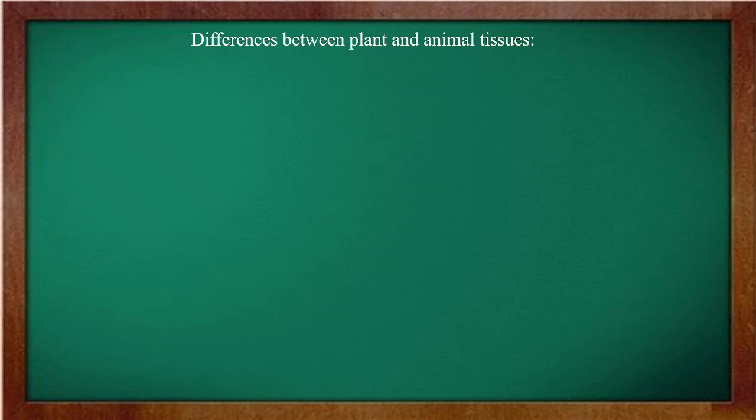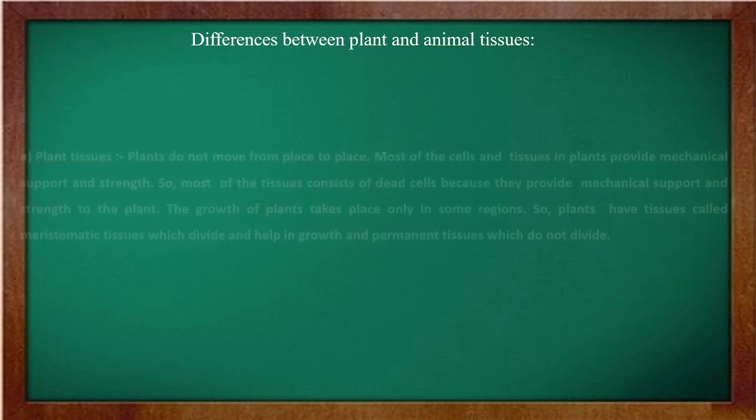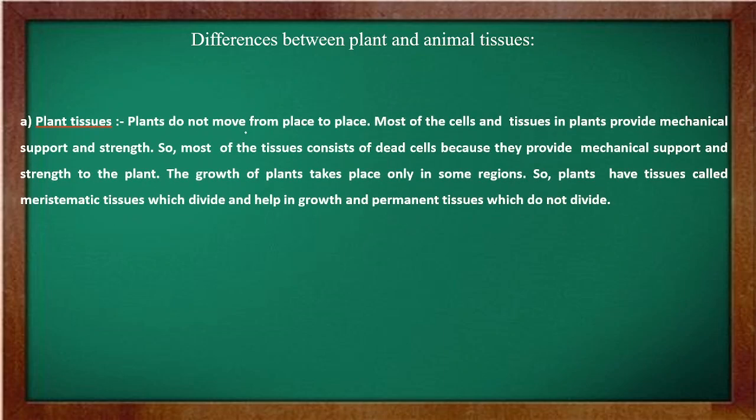Now, the difference between plant tissues and animal tissues. Plant tissues do not move from place to place. Most of the cells and tissues in plants provide mechanical support and strength, meaning they give strength to the plant. So most of the tissues consist of dead cells, because they provide mechanical support and strength to the plant.